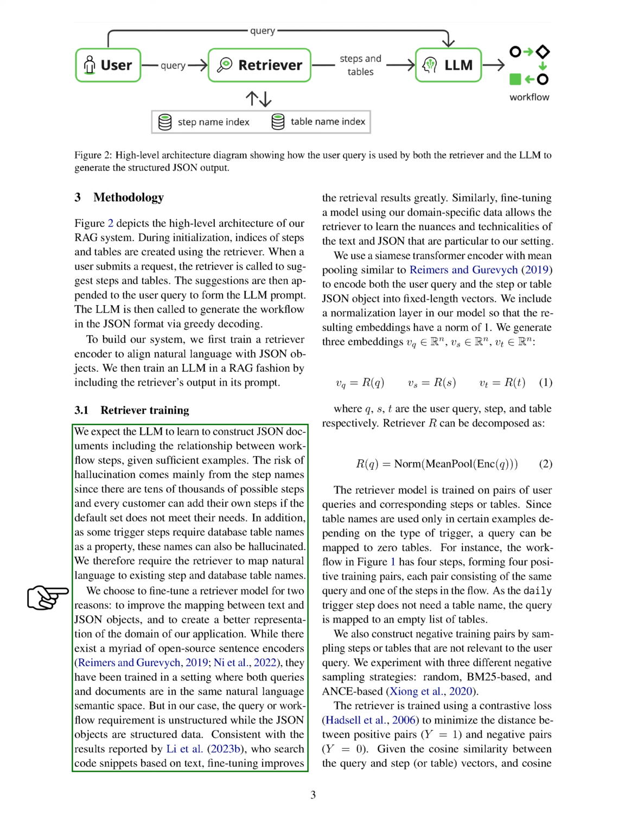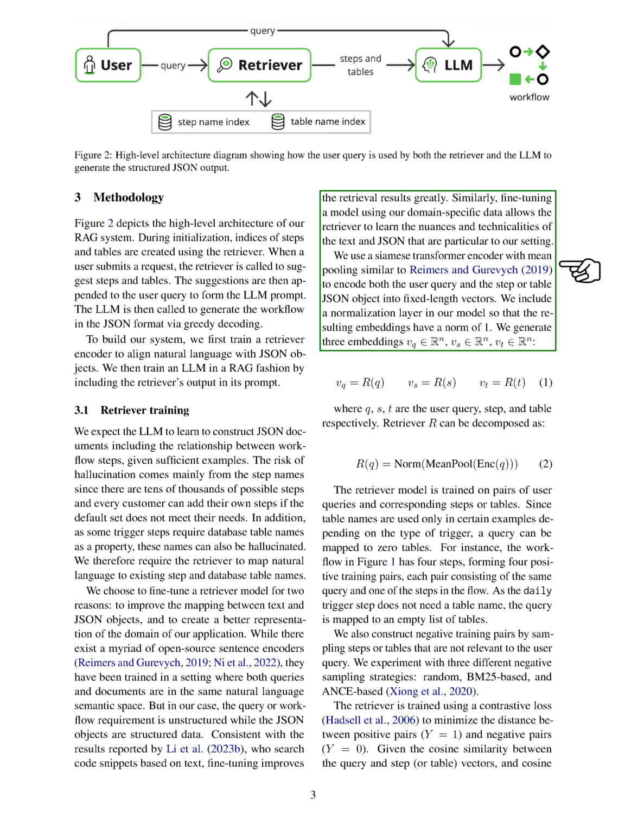We fine-tune the retriever model to enhance the alignment between text and JSON objects and to create a better representation of our application domain. Unlike existing open-source sentence encoders, our setting involves unstructured queries or workflow requirements and structured JSON objects. Fine-tuning significantly improves retrieval results and allows the retriever to grasp the nuances specific to our domain.